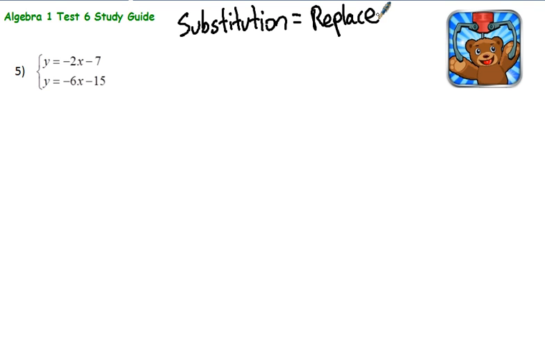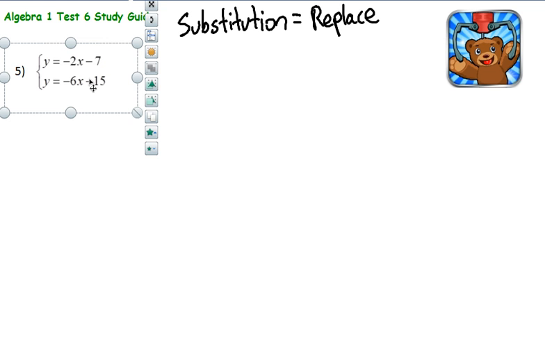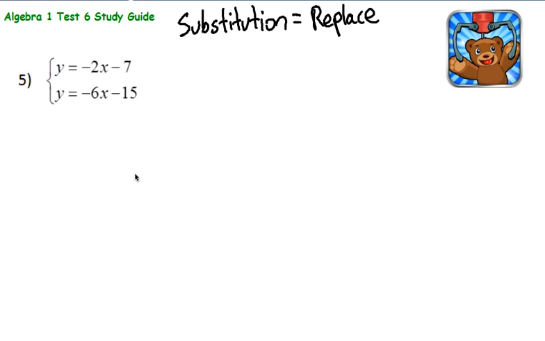So what we're going to do is, you notice there's two equations because it's a system. That's what system means, more than one, right? And then what we want to do is substitute or replace one of the equations into the other. So what I mean by that is that I'm going to take this whole equation, negative 2x minus 7, because it says y equals negative 2x minus 7, and I'm going to substitute, or replace it, in for that y.